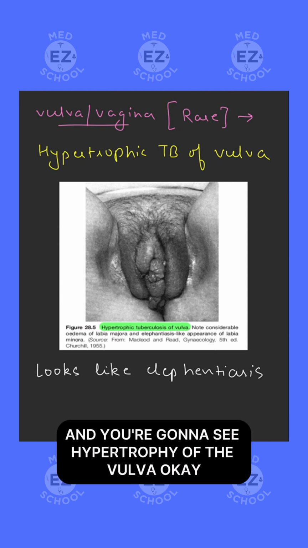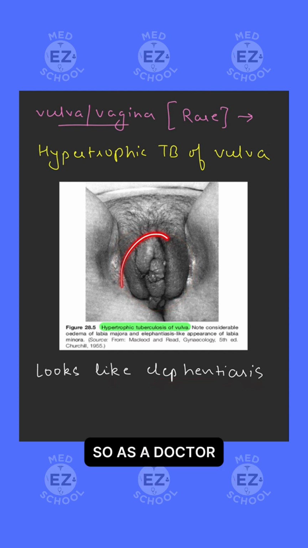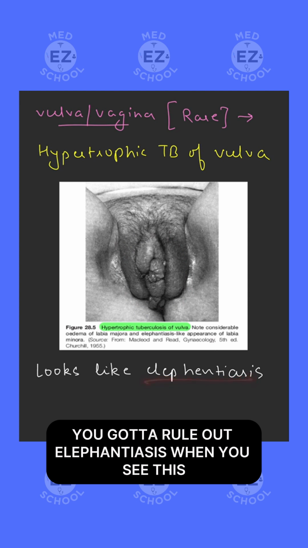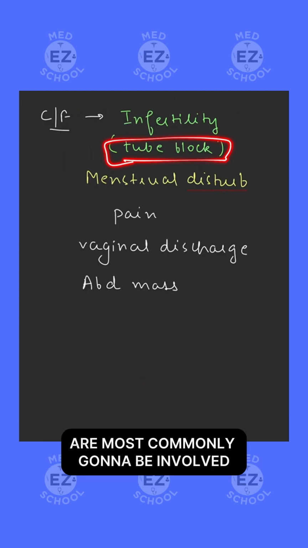The vulva or vagina is the rarest part to be involved when it comes to genital TB, and you're going to see hypertrophy of the vulva, okay? Now this hypertrophy kind of resembles elephantiasis, so as a doctor you've got to rule out elephantiasis when you see this, right?